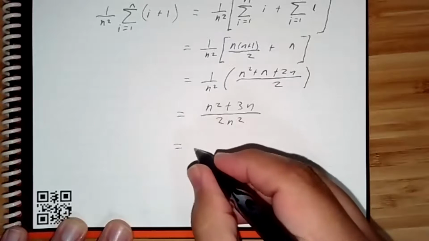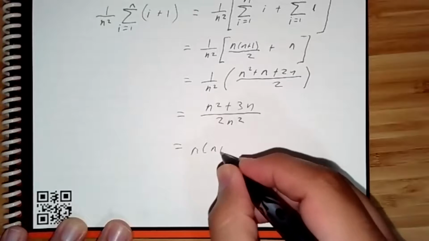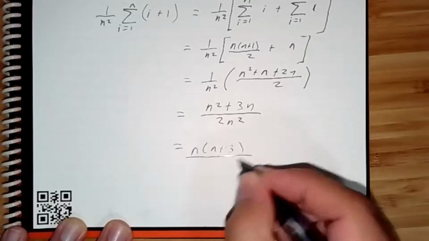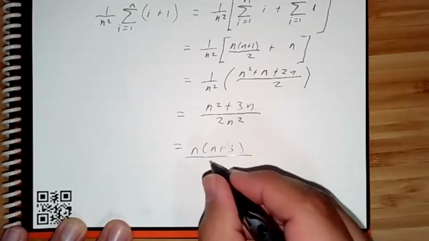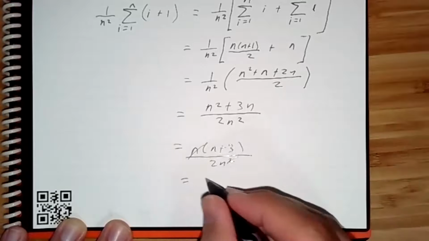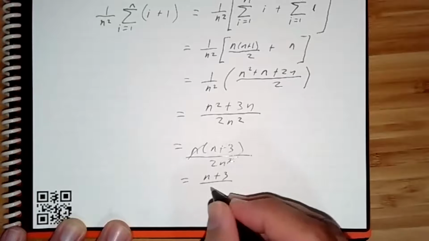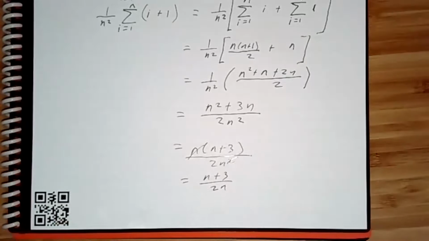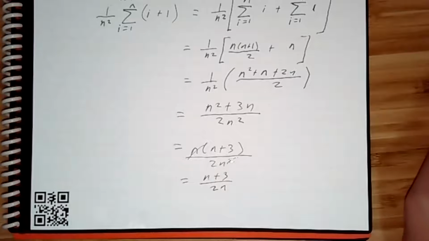So we factor the n from the top. We end up with n plus 3. And then down there you have an extra n, right? So you cancel one of those. Got it. Okay.